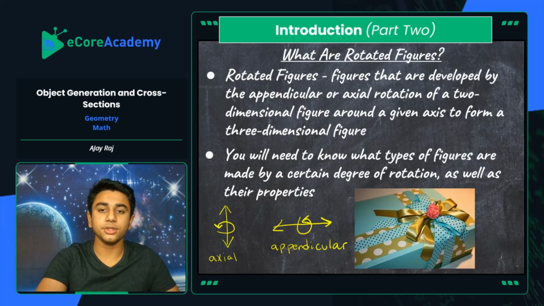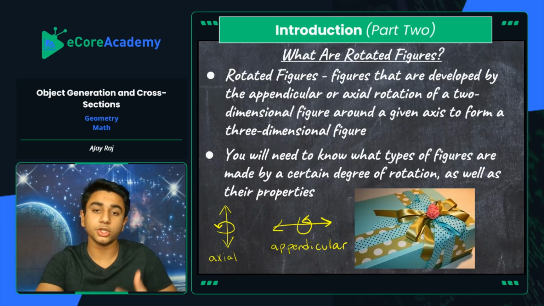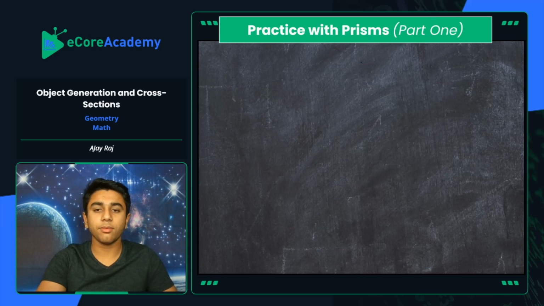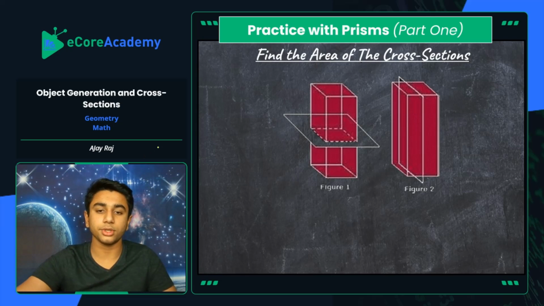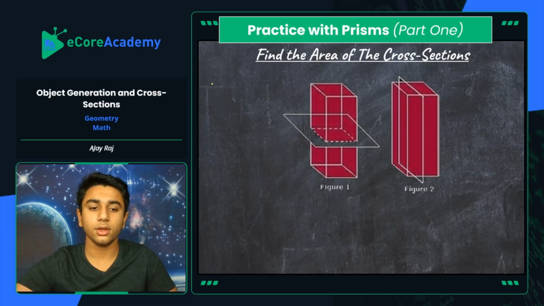All right, let's continue and let's actually get into some problems. This is a much more problem-based video, like I was saying with this whole ending unit for geometry. So the first type of problem that we're going to come across is practice with prisms part 1, and we're going to find the area of the cross sections of these rectangular prisms. I'll write that out here for you.